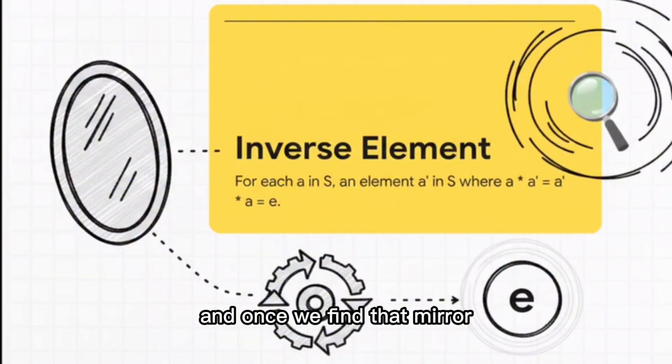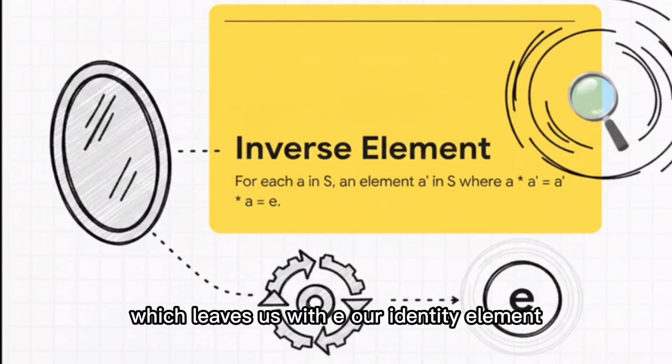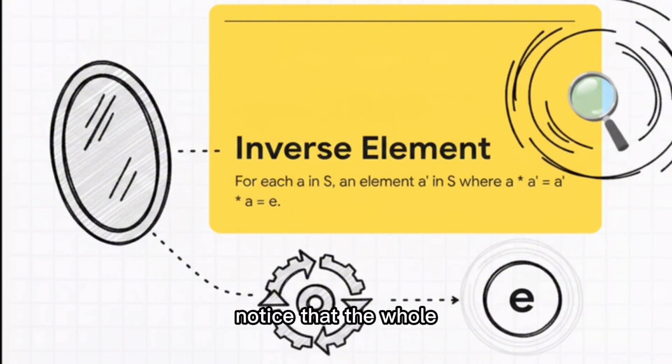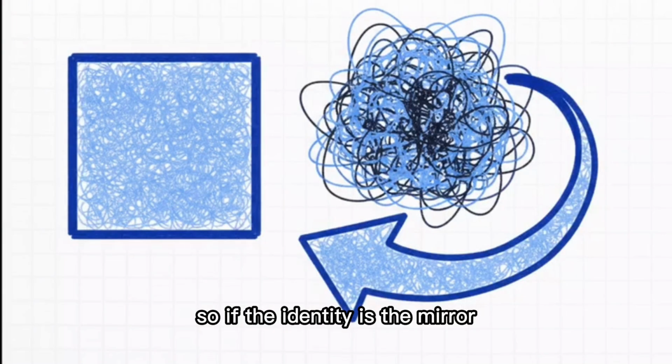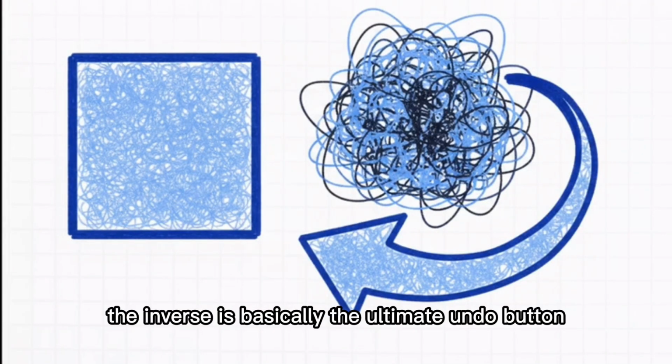And once we find that mirror, we can track down the inverse. For each element A in the set, an element A' is an inverse if A combined with A' equals A' combined with A, which leaves us with E, our identity element. Notice that? The whole definition of the inverse relies entirely on finding that identity element first. So if the identity is the mirror, the inverse is basically the ultimate undo button.